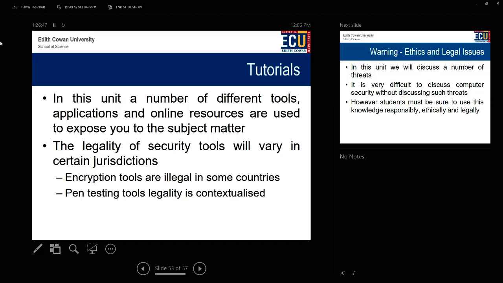Tutorials you need to attend. You will be introduced to different tools in these 12 weeks. The legality of security tools will vary in certain jurisdictions. Whatever tools we are giving you at ECU, you can use at ECU, but if you have to use those security tools, those encryption tools in some other country, or some other state, you may need to check their jurisdiction as well.